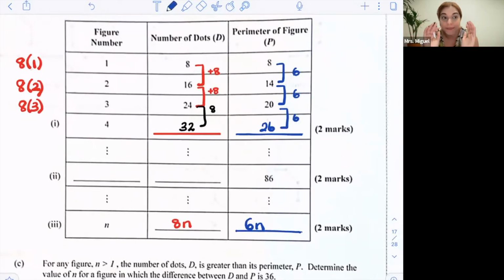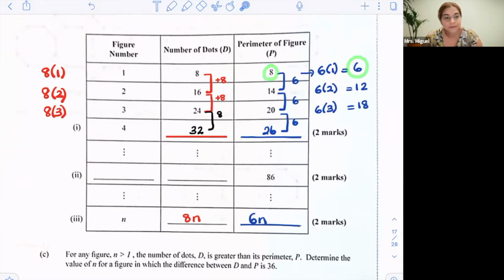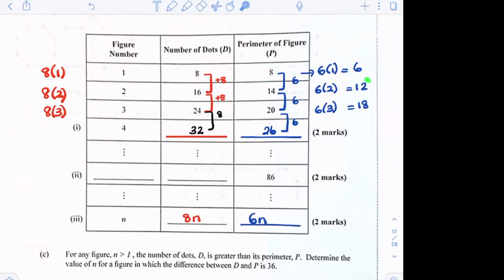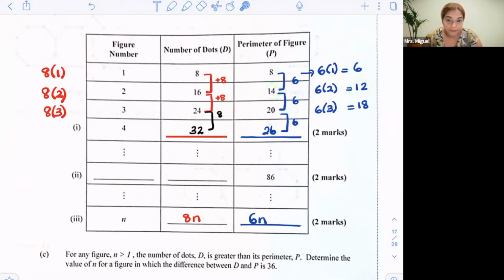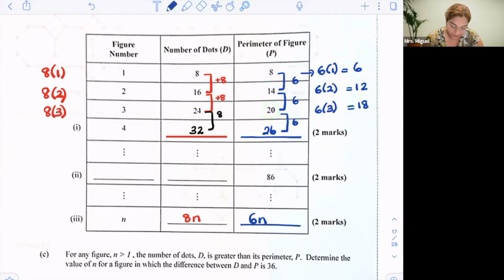Now it doesn't have to only be 6n. Let me get that clear. So let us see if the formula works. Now 6 by 1 is equal to 6. 6 by 2 is equal to 12. 6 by 3 is equal to 18. But how much more do I add to 6 to get 8? 2. How much more do I add to 12 to get 14? 2. How much more do I add to 18 to get 20? 2. So my formula must increase by 2. So here I have 6 marks.